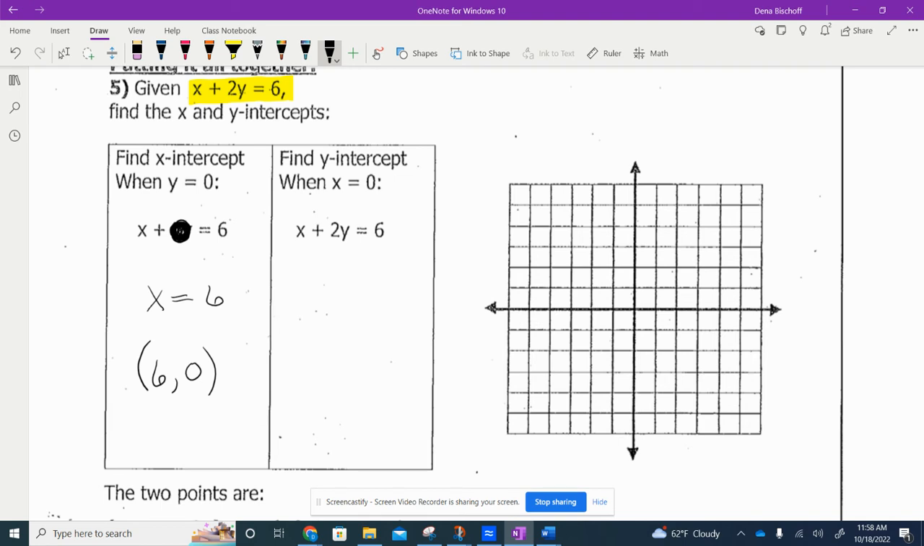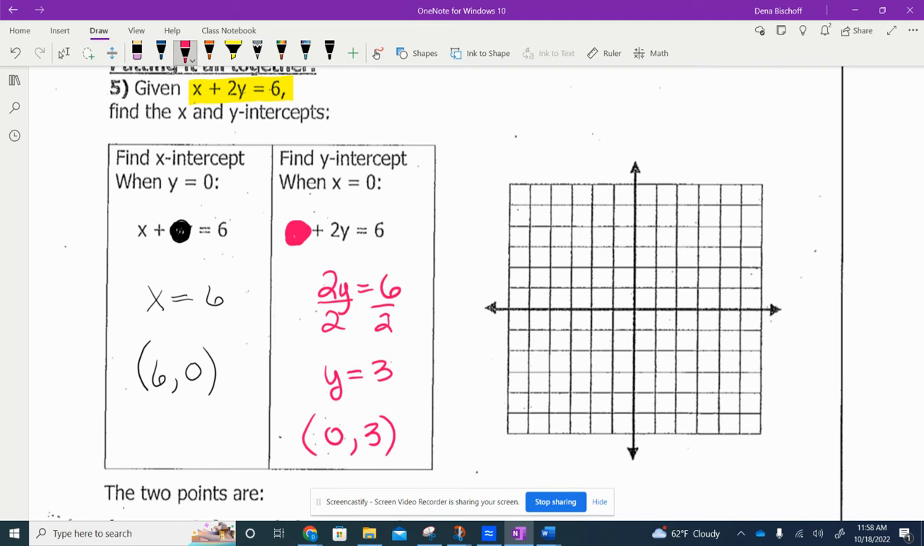When you want to find the y-intercept, you cover up the x, cover it up, and that leaves you with the equation 2y equals 6. We're going to solve for y. So what do I need to do to get y all by itself? Divide by 2. So y equals 3. So that's the ordered pair 0, 3.